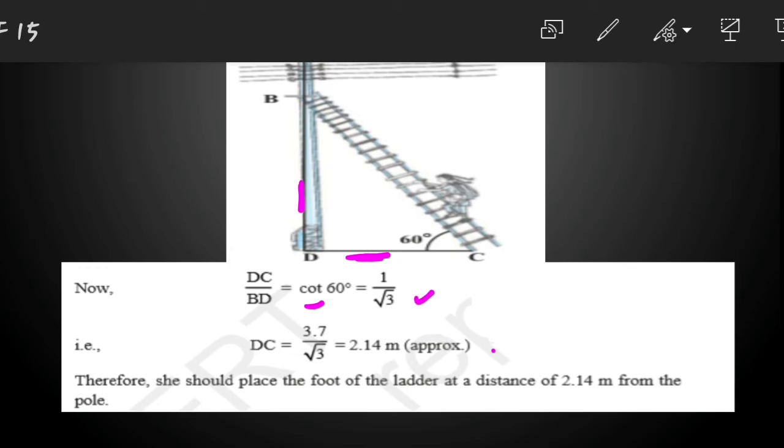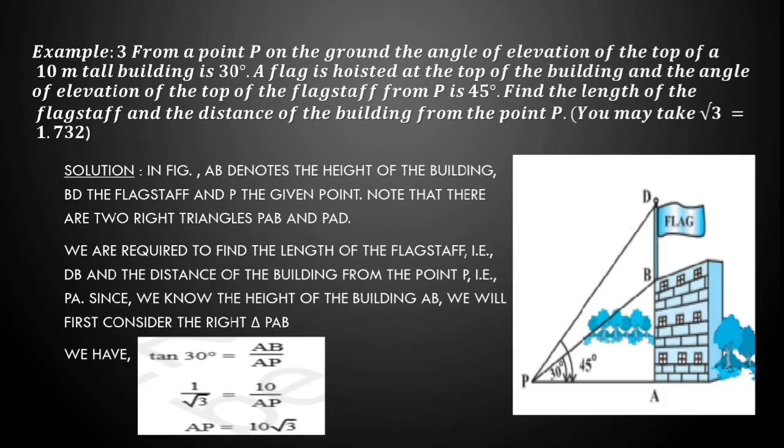Again do the cross multiplication, you will get the value of DC, which is 2.14 meter approximately. Okay, now we will discuss the next example.